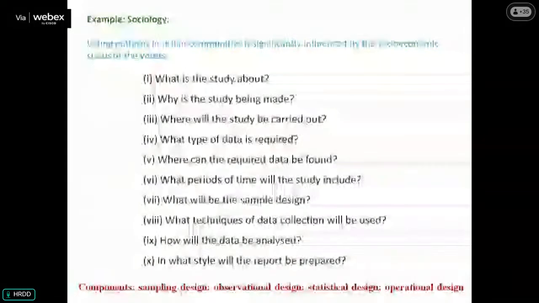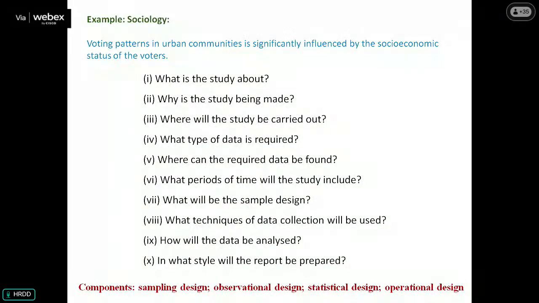Sociology: voting patterns in urban communities is significantly influenced by the socio-economic status of the voters. We discussed that voting patterns vary. So what is the study all about? Very interesting study. Exit polls देखा है ना? Same study. वो लोग research करते हैं.